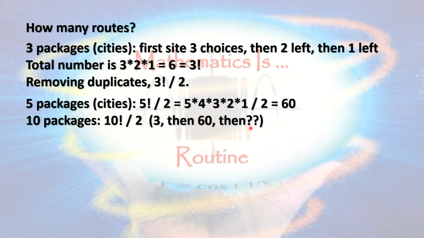Do you think 10 will put the number over 1,000? If you say over, you're right, but it's not just a little bit over. The answer after dividing by 2 is 1,814,400, where this time the exclamation point means surprising.